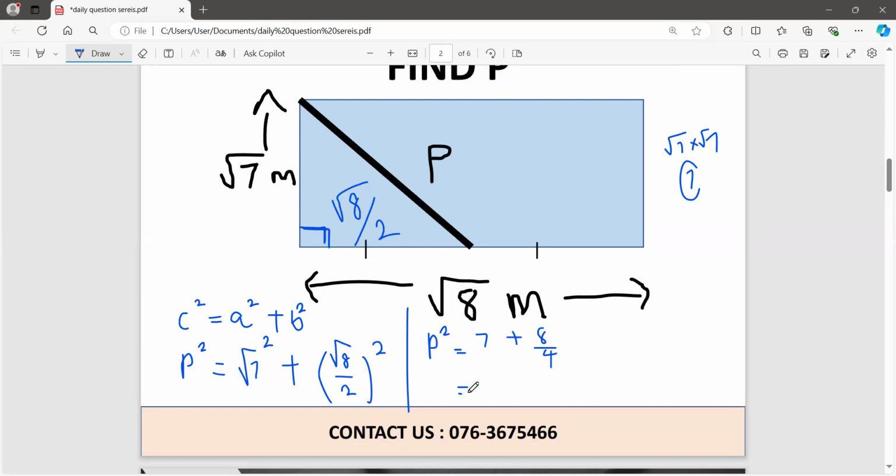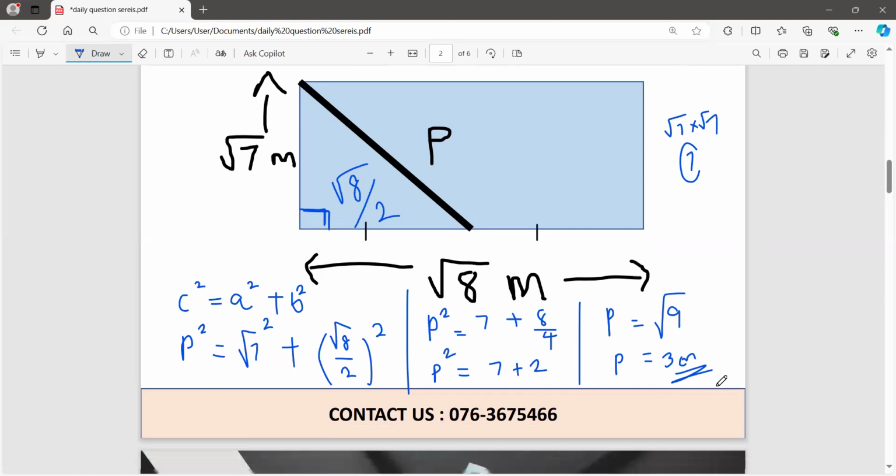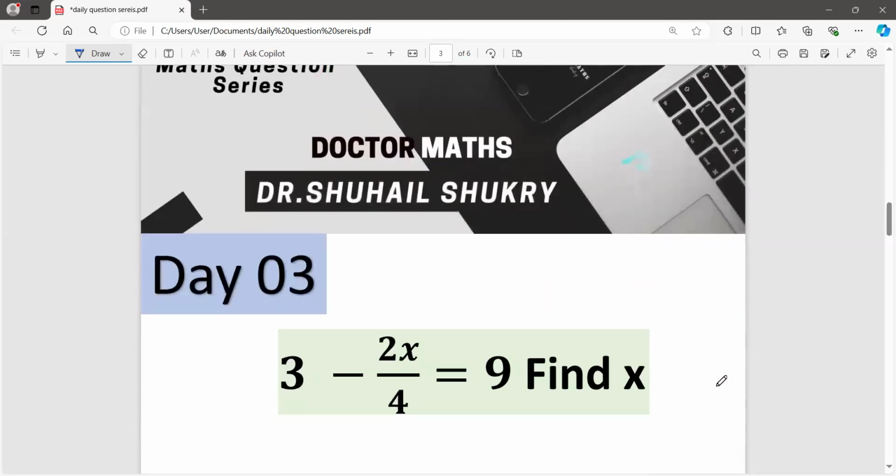Then you can write p squared equals 7 plus 8 divided by 4, which is 2. Then p squared is equal to 7 plus 2, which is 9. Square going to our side means square root of 9. So p is equal to 3. This is given in meters, so 3 meters. We'll move to the day 3 question.